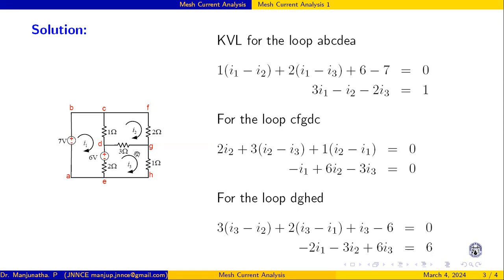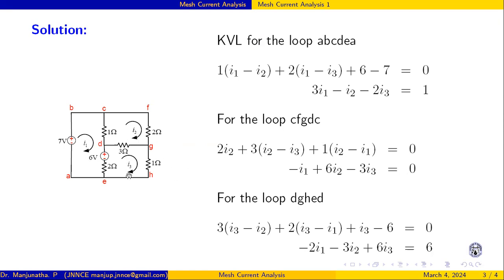Similarly, coming to the second mesh, here there is no voltage source, only 1 ohm, 3 ohm, 2 ohm. 2 I2, I start like this. 3, I2 and I3 are again in opposite directions. 3 times I2 minus I3, plus 1, because now I am in mesh 2, it is I2 minus I1, equals 0. Then simplification, because first I have to write in order I1, I2, I3. So minus I1, 2 I2, 3 I2, 6 I2 minus 3 I3 equals 0. This is the second mesh equation.